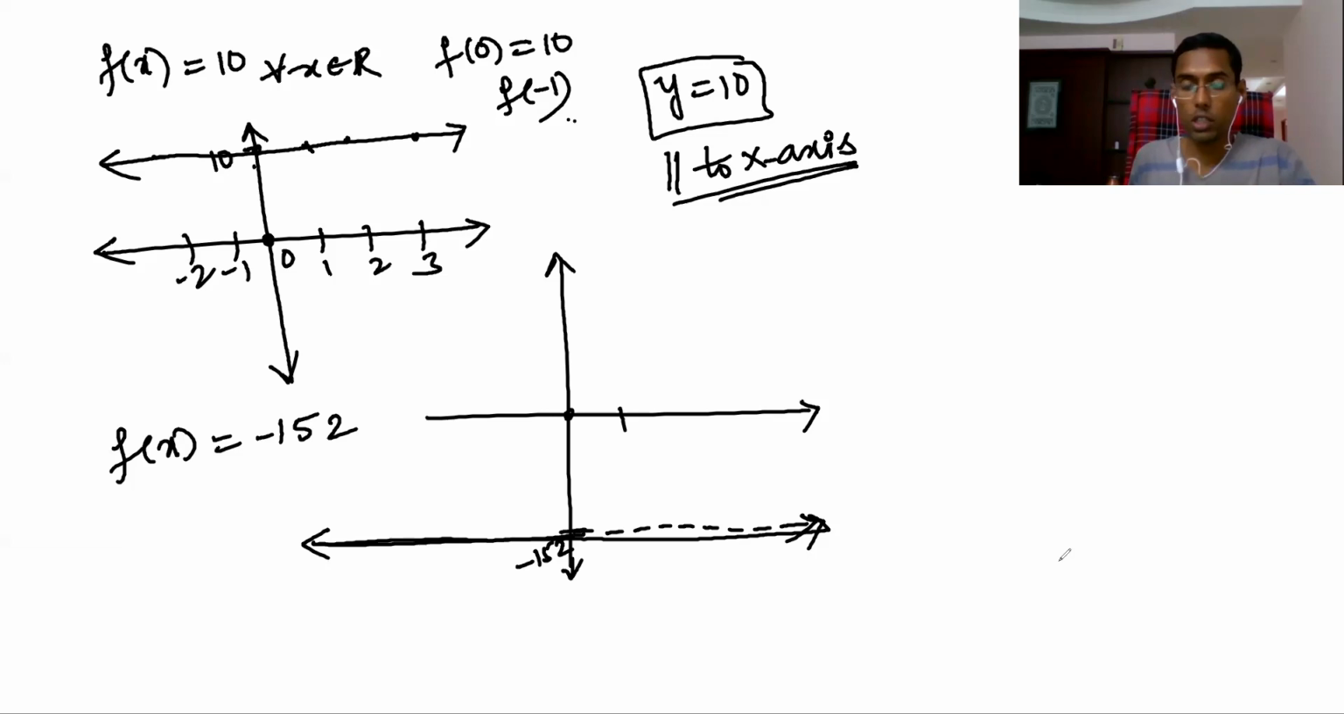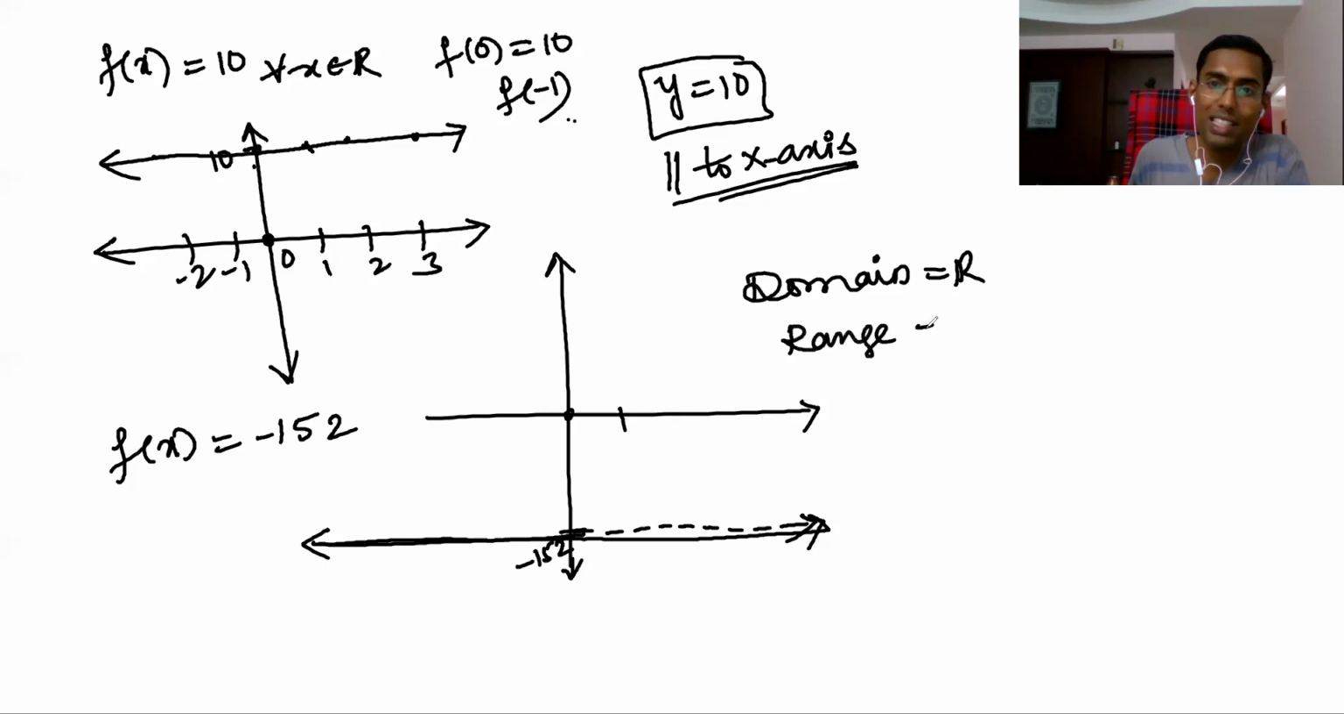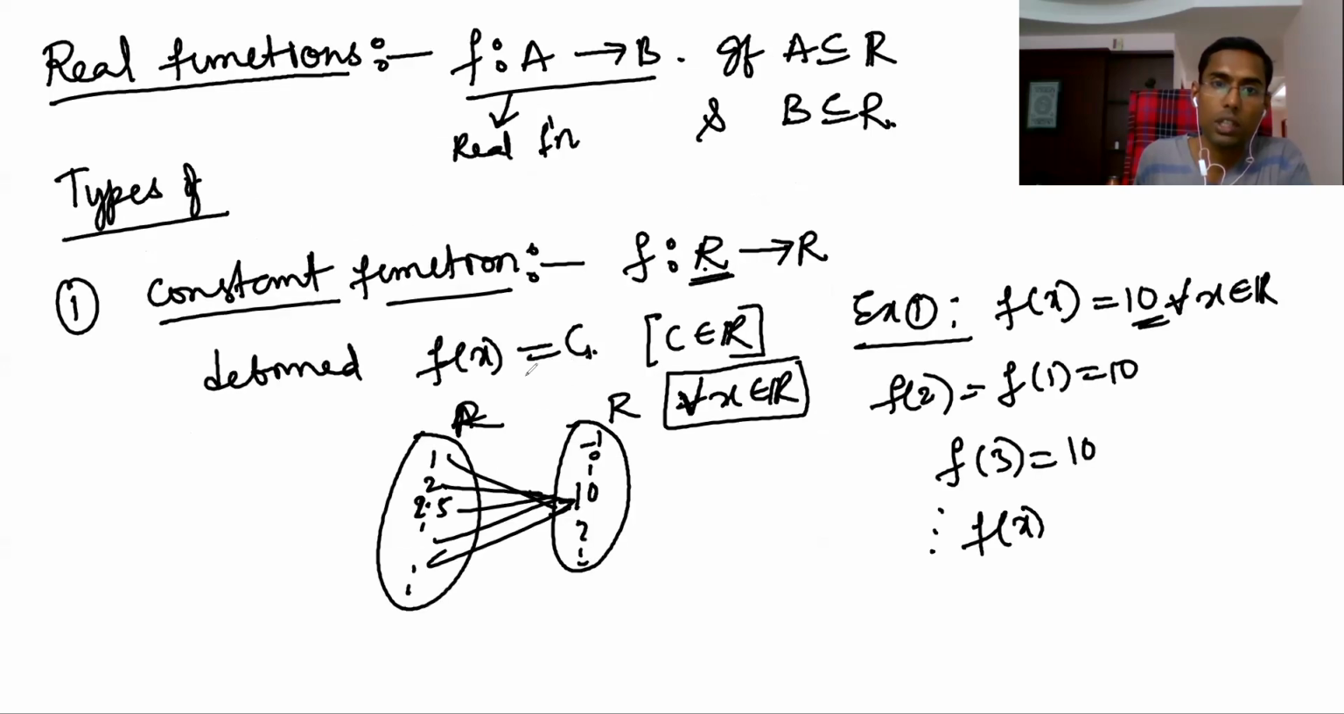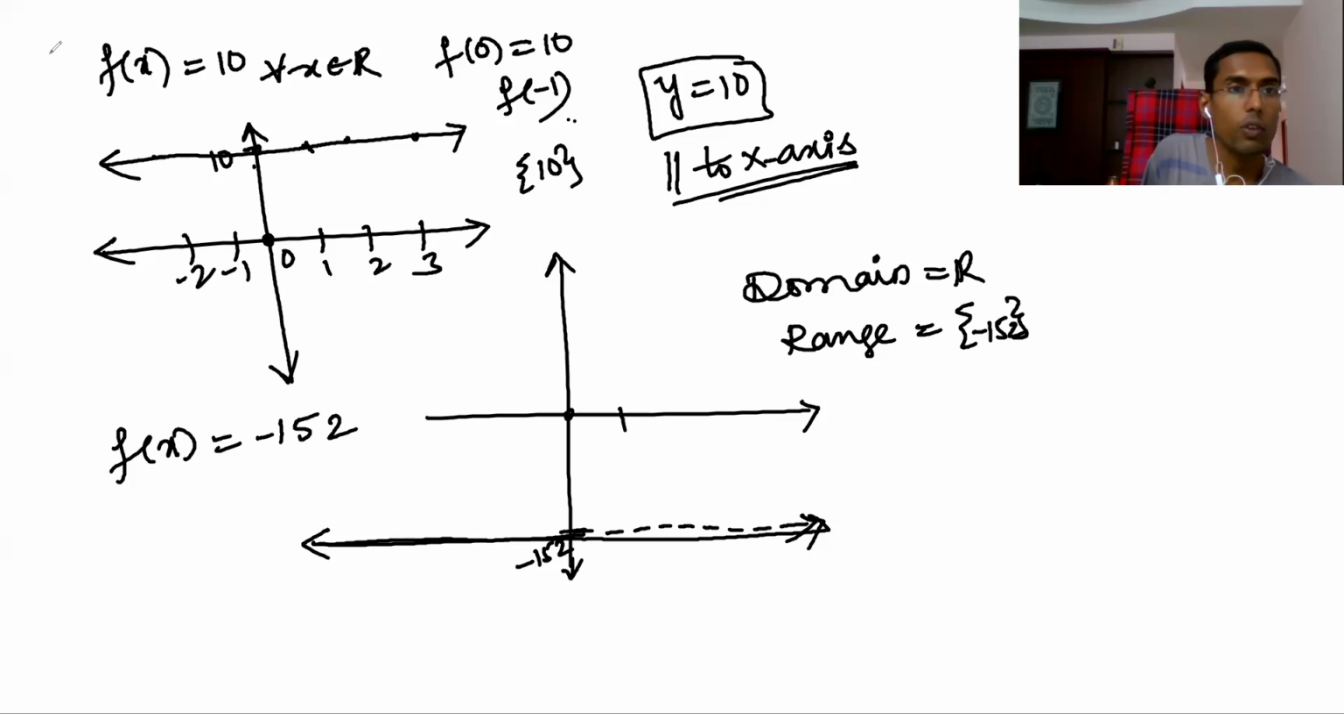Hope sufficient discussion happened. So here, what is the domain? Domain means all real numbers. What is the range? Range is only a singleton set. In this case, -152. In the above case, what is the range? Only 10. Singleton set. Only a single element will come. Obviously, the range is always the constant. C is the range. So this is the constant function. Then we'll go to identity function.